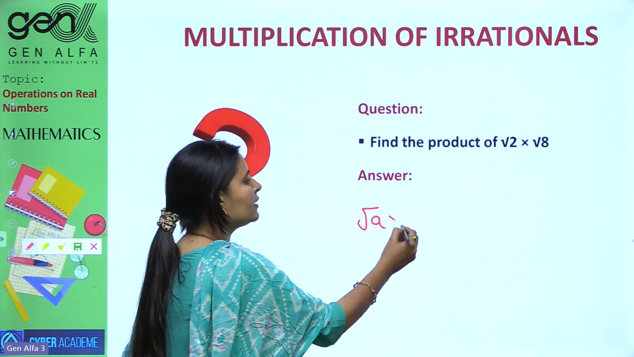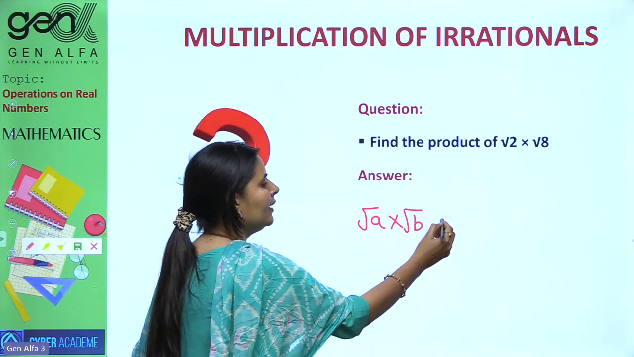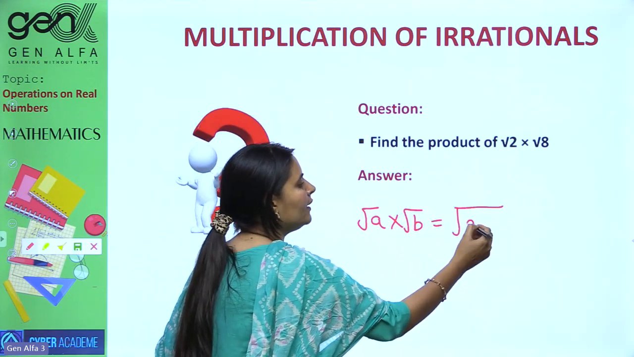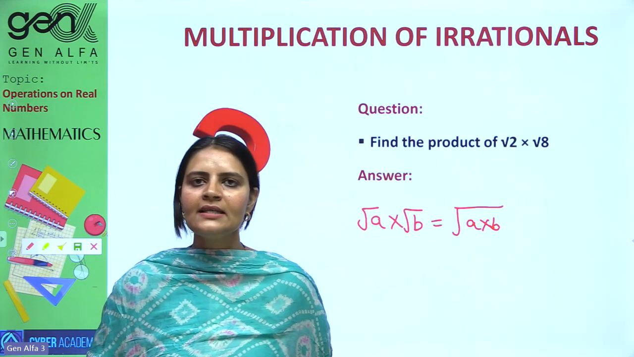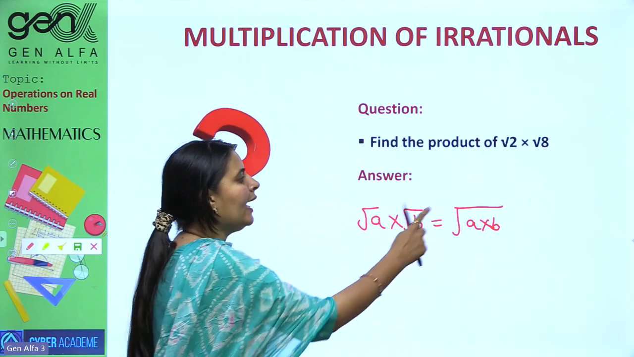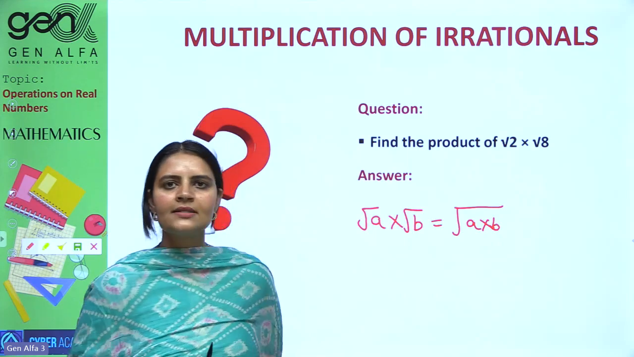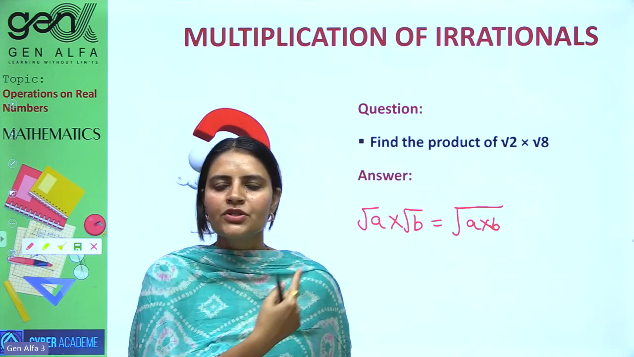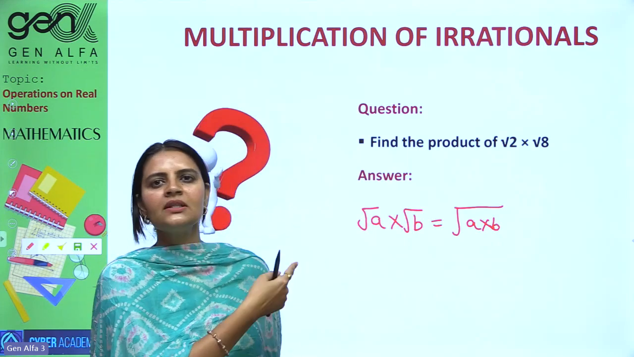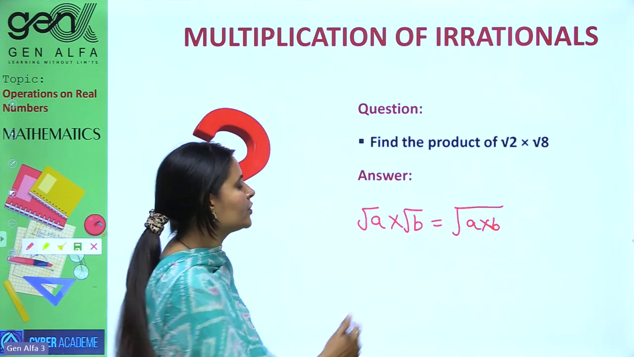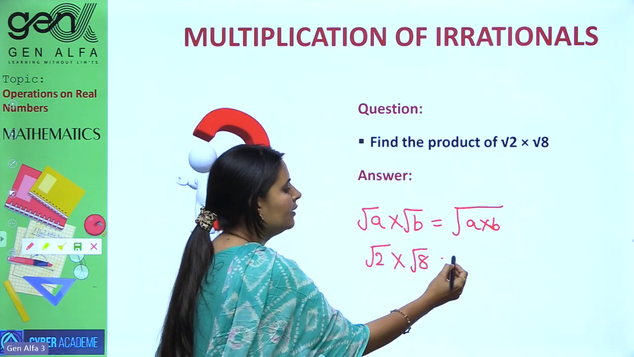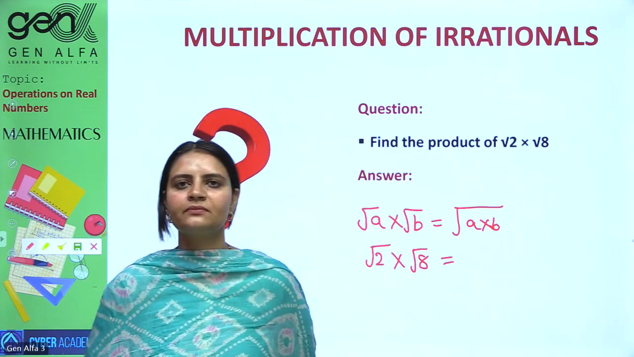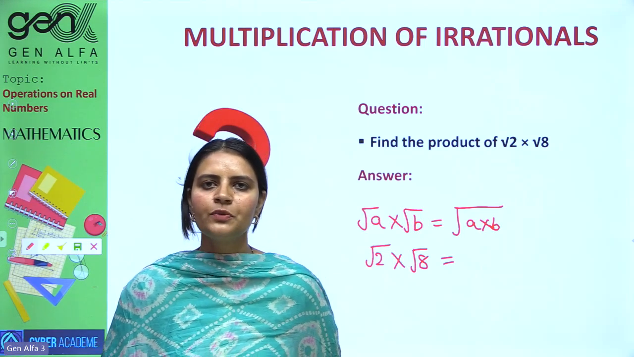When two square root quantities are multiplied, I can take the square root of them in a combined form. Yes, these can be multiplied and this root can be taken as a combined form. Just note down this result, and by using this result, solve this question. Root 2 cross root 8. What would be your answer?